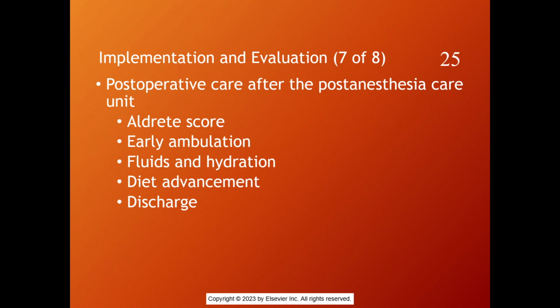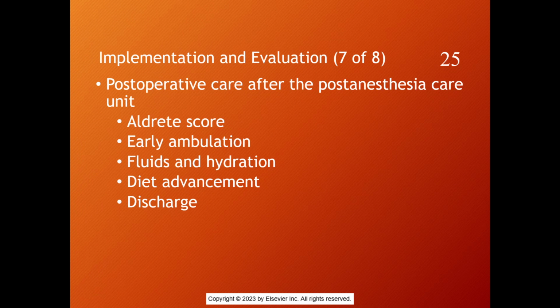Further postoperative care continues. The Aldrete score, a tool used to assess a patient's readiness for discharge from the recovery room, is used. Early ambulation is encouraged to promote circulation and prevent complications like deep vein thrombosis. Fluids and hydration are managed to ensure the patient is well hydrated, and diet is gradually advanced as tolerated. When it's time for discharge, nurses provide thorough education and home care, including medication management, activity restrictions, and signs of complications to watch for. Follow-up appointments are also arranged.